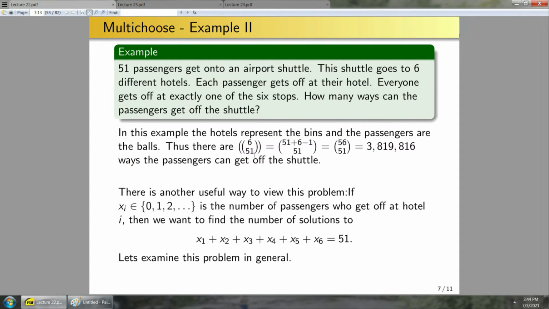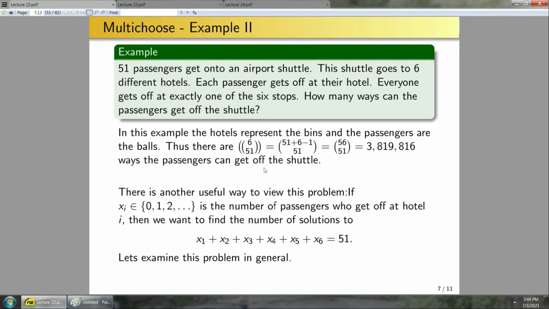This implies that the answer to the question on the next slide will simply be: take the number of things that I'm adding together, put that at the top of a multi-choose, and take the value over here and put that at the bottom of the multi-choose.